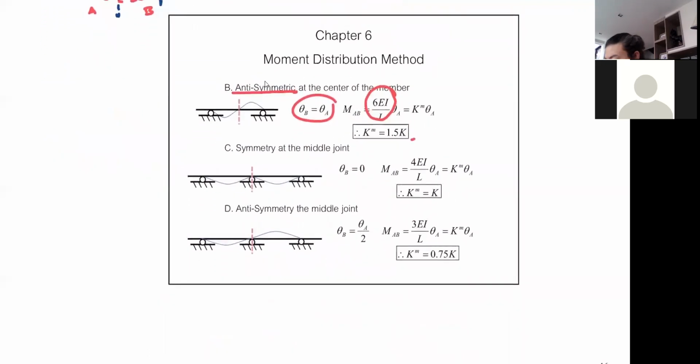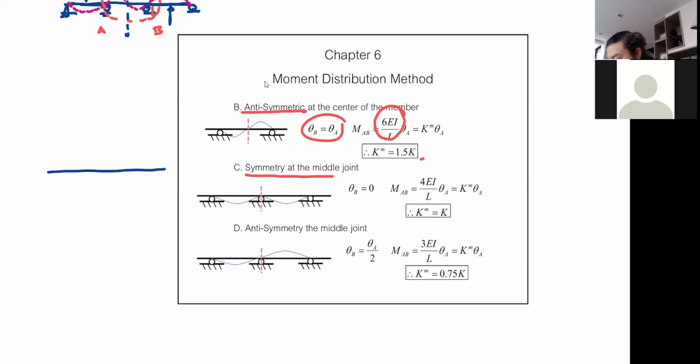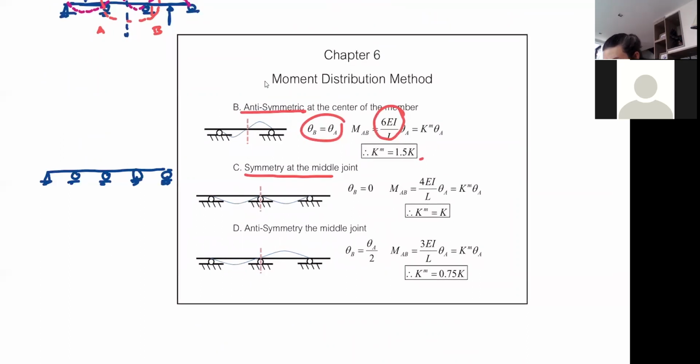Okay? The next one is symmetry at the middle joint. That means now your number of spans becomes even, like 4, 6, 10, 12, and so on. So your line of symmetry is here.